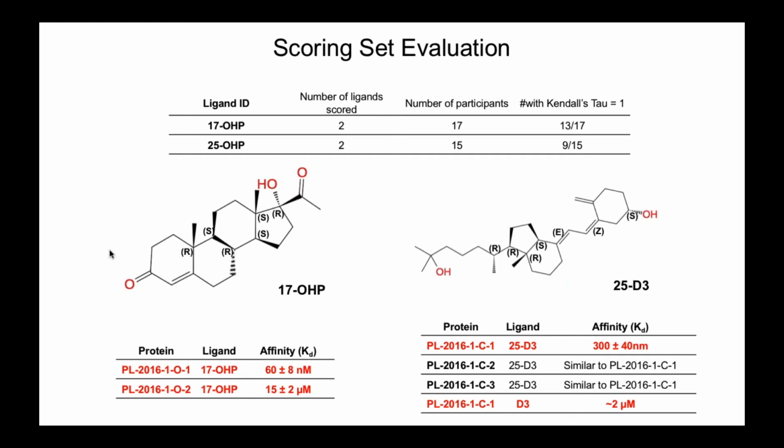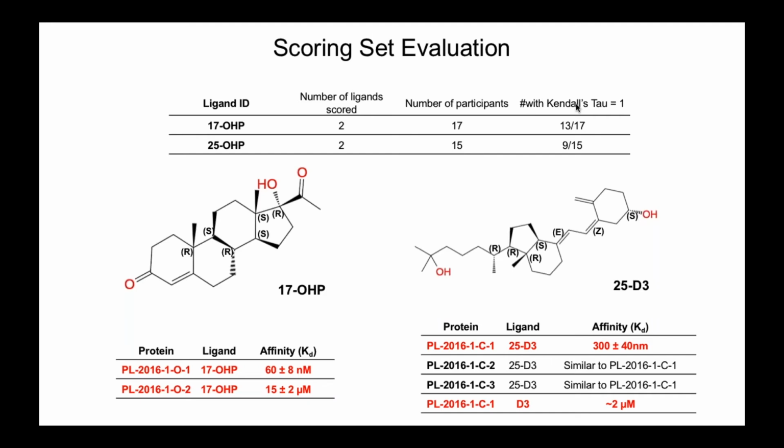For our second set of calculations, we also looked at the scoring evaluations for the participants, and here we use Kendall-Taus to look at how well participants have scored the different ligands. If you have a Kendall-Tau of 1, it means they perfectly scored the set of ligands. If you have a Kendall-Tau of -1, then you've scored the ligands in reverse.